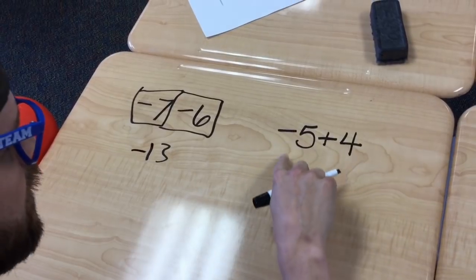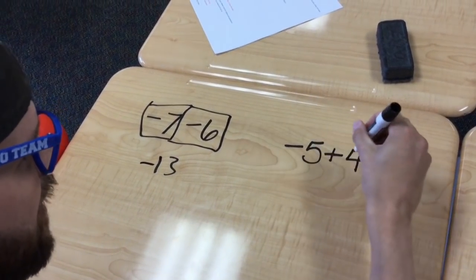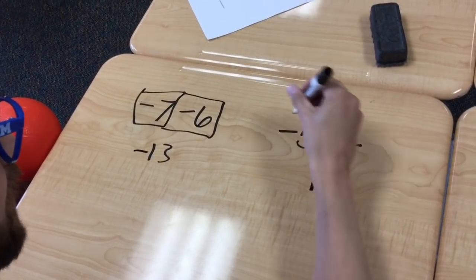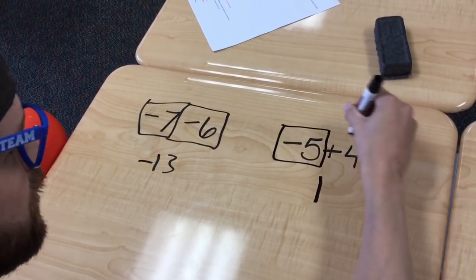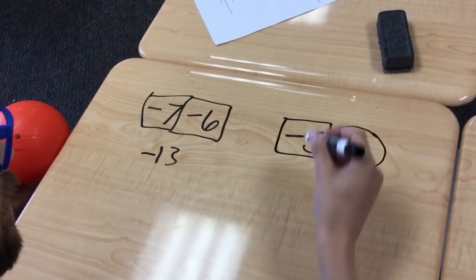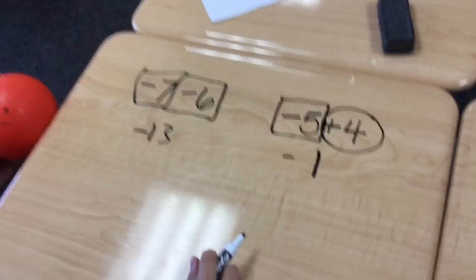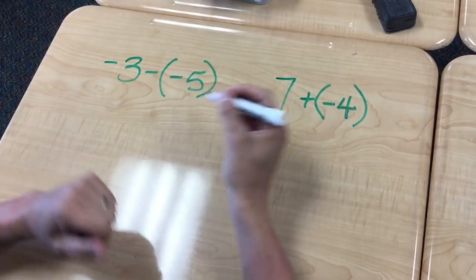Okay, next one's negative 5 plus 4. Different signs, subtract, so 5 minus 4 is 1. Different signs, so I'm going to put a box around the negative and a circle around the positive number. The negative is higher, so keep that one negative. Good job. All right. Okay, try these.